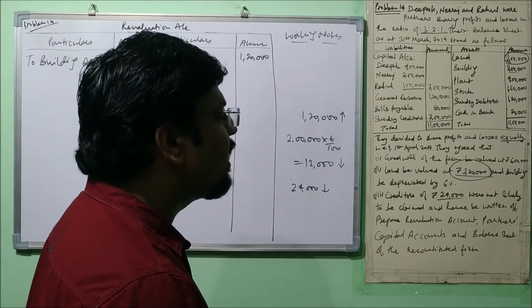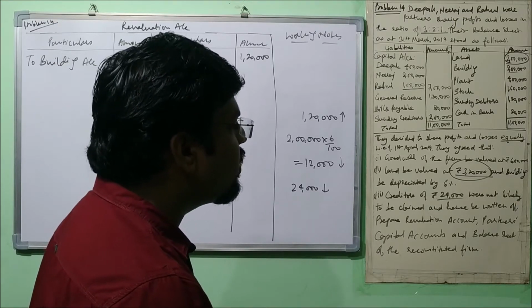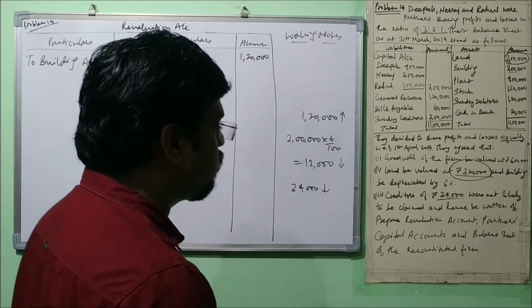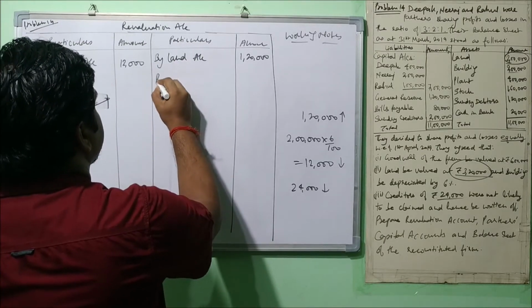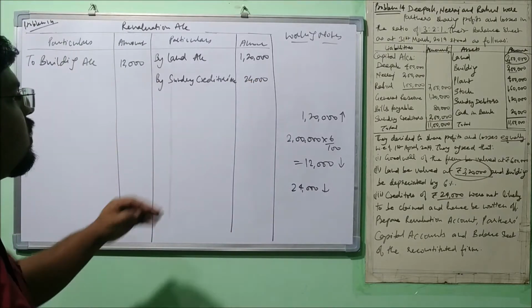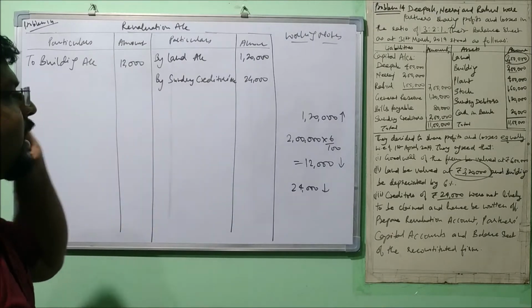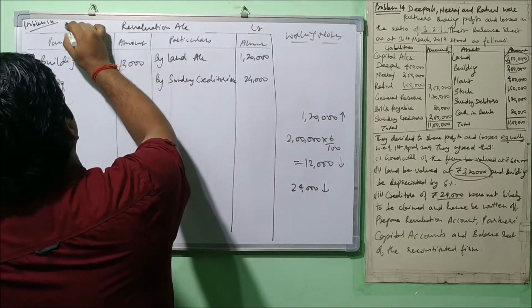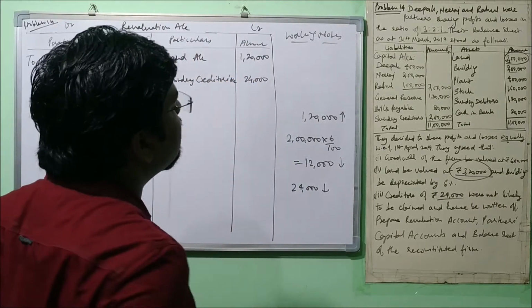Fine. If you want to pass the journal entry, what will be the journal entry? Creditors account debit to revaluation account. So it will be mentioned here, 24,000. Alright. Now we'll have to see which side total is more. Directly we can see that the credit side total is more, and when the credit side total is more, this is the situation of profit.